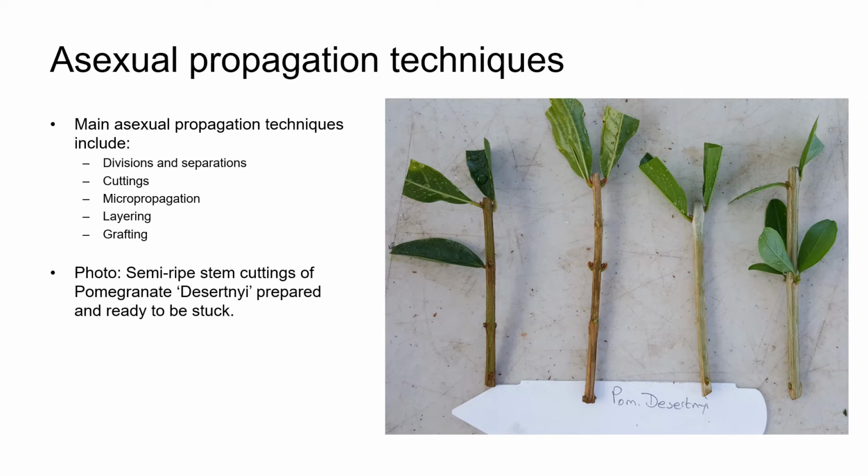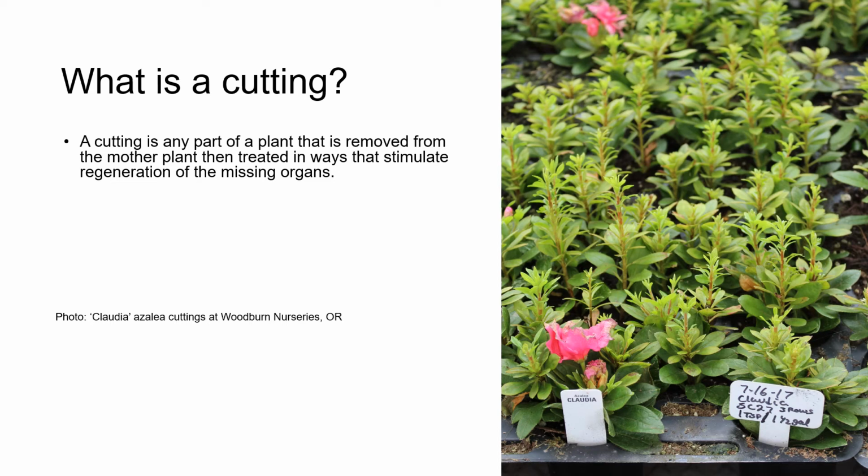There are a variety of vegetative propagation techniques used in commercial nurseries, including divisions and separations, cuttings, micropropagation, layering, and grafting. For the rest of this unit, we're going to focus just on cuttings. A cutting is any part of a plant that's removed from the mother plant, then treated in ways that stimulate regeneration of the missing organs. Depending on the type of cutting, those missing organs may be roots, shoots, or a combination of both.